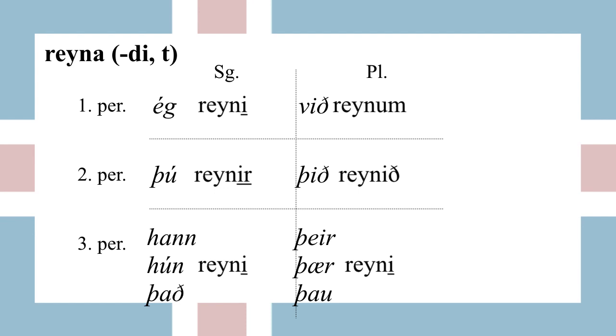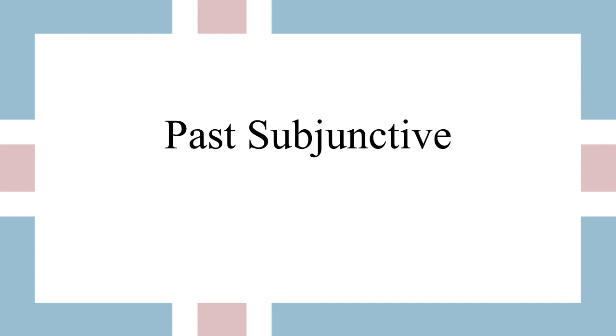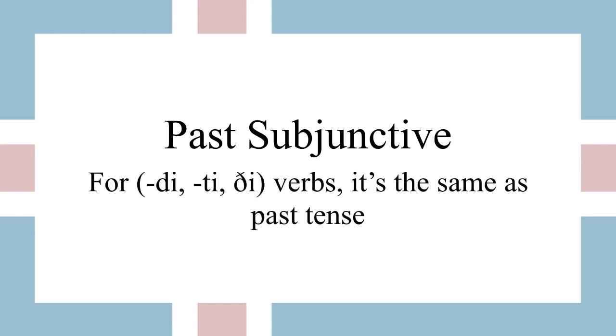Now, this looks almost exactly like the present tense of að reyna, with a couple differences. First of all, the ég form and the third person singular form match, which in the present tense they don't. And they also match with the third person plural, which is reyni instead of reyna. So those are the only differences. Now, as for the past subjunctive, for DTD verbs, it's the exact same as the past tense, so we don't even need to learn anything new.